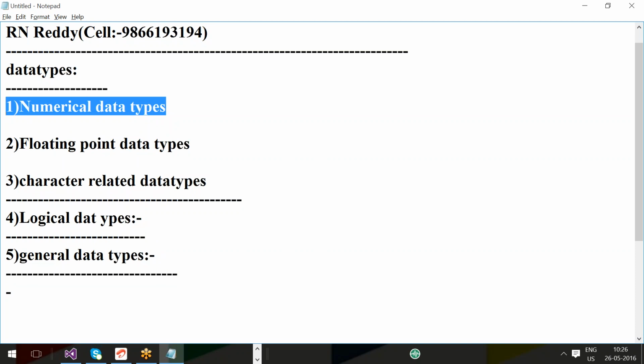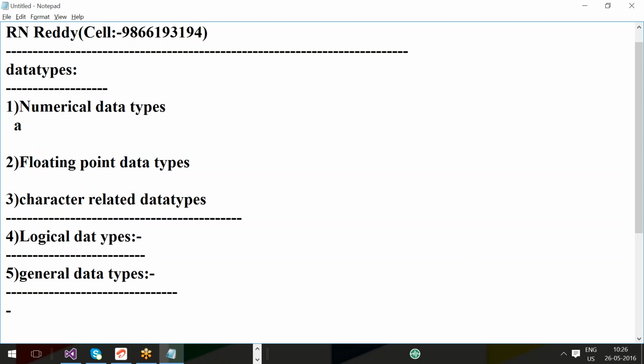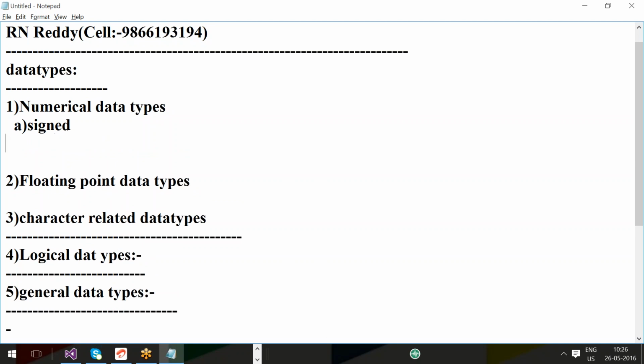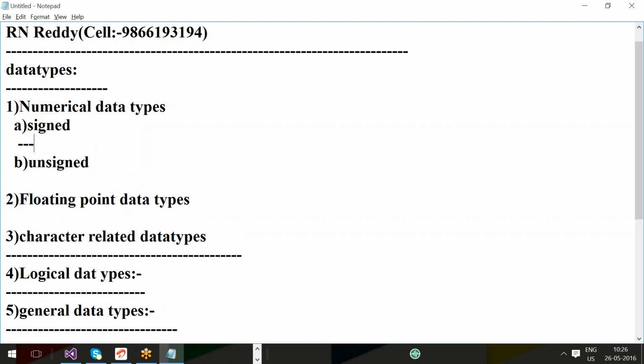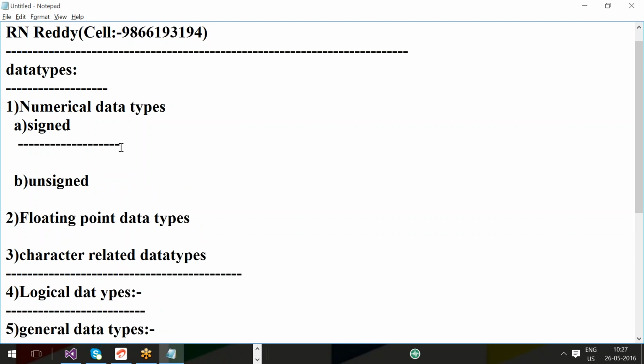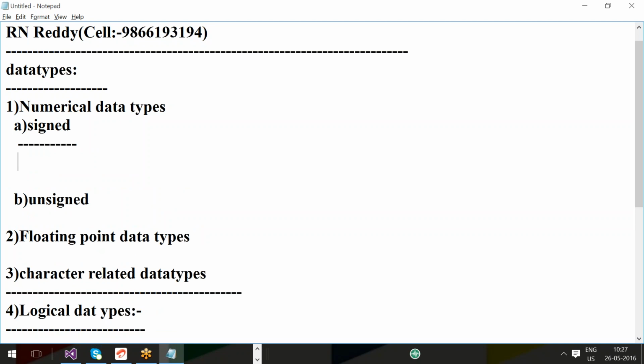Sammy Khan, you explain about numerical. Numerical data is nothing but data which doesn't have a floating or decimal value in it. Numerical data is classified into 2 types: signed and unsigned. Signed numerical data is nothing but data which can accommodate positive and negative values. It can take both positive and negative values.